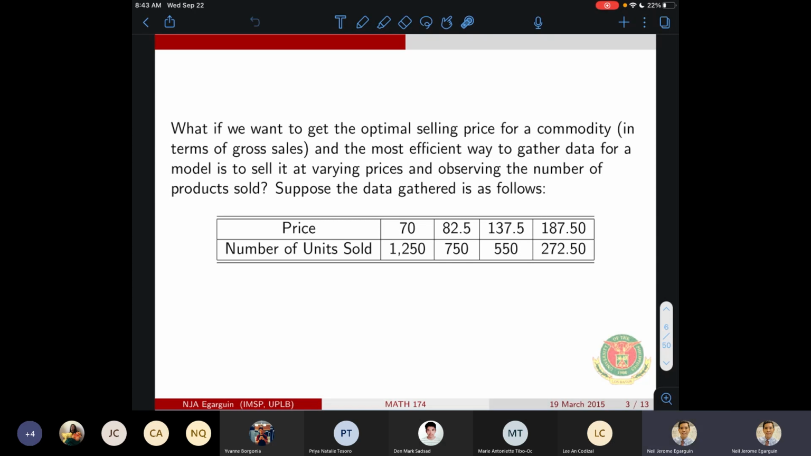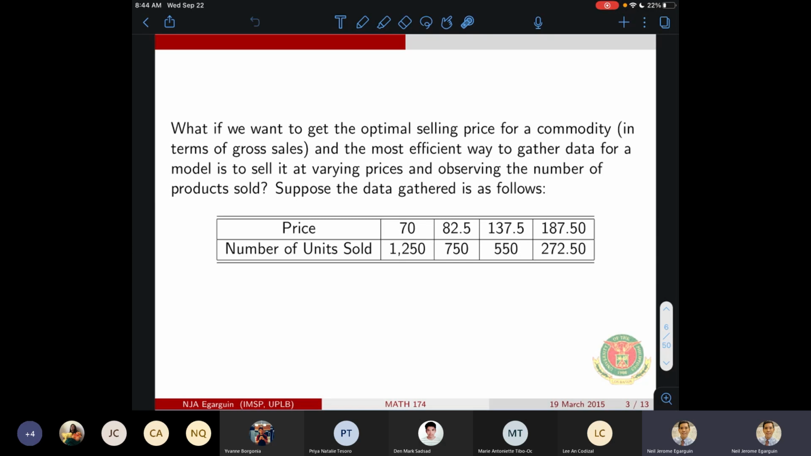Hindi mo siya makukuha by just looking at the table, so we need to do something. And that brings about a nice problem in numerical analysis. How do we get a function that will represent or give us an approximation of the data set? Ano yung function na pwede niyang gayahin yung trend represented by a finite and discrete set of data? And that's basically the first chunk of Math 174.